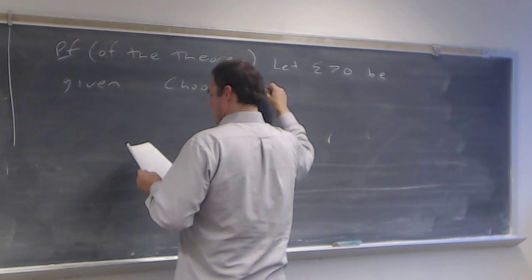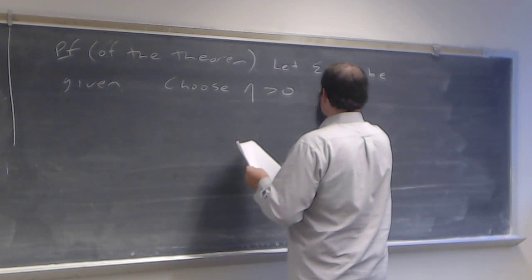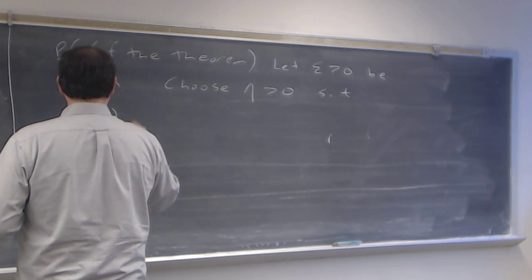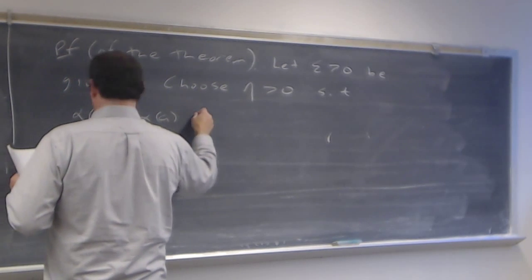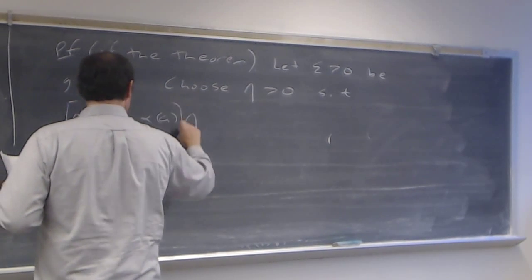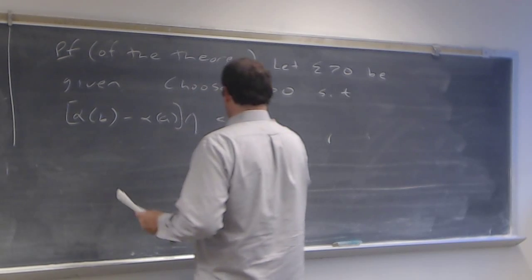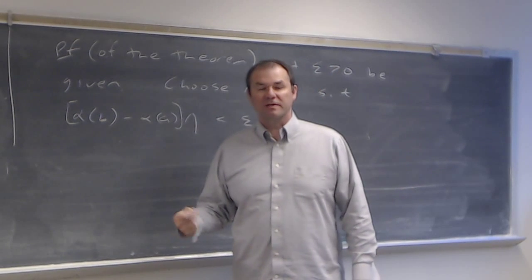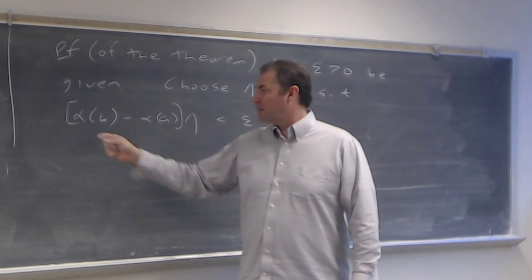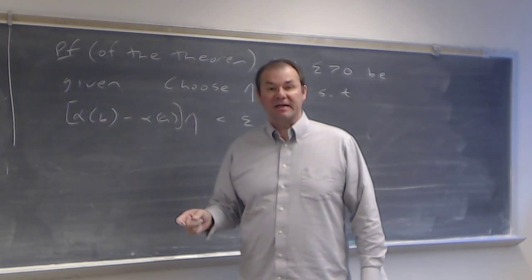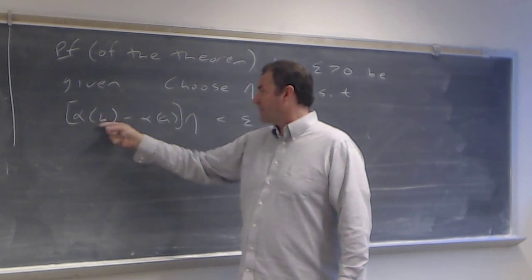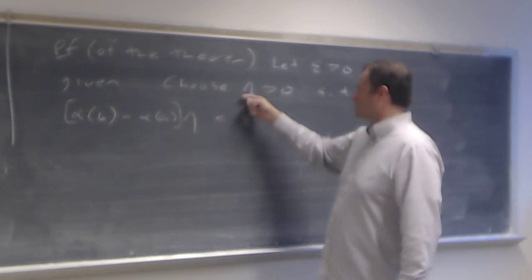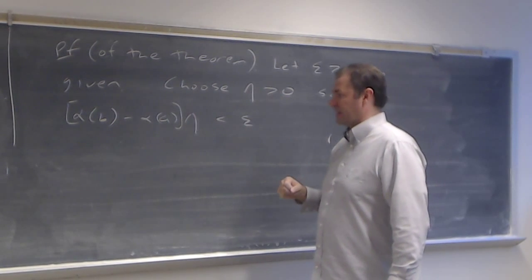We choose an eta greater than 0 such that alpha of b minus alpha of a, times eta, is going to be less than epsilon. The first thing I want to tell you is that, remember, alpha is a function involved in the Riemann-Stieltjes integral. And what we know about alpha is that it is monotonically increasing. Now that may mean that it's constant. If it's constant, then this part is 0, and you can choose any eta greater than 0, this will be satisfied.